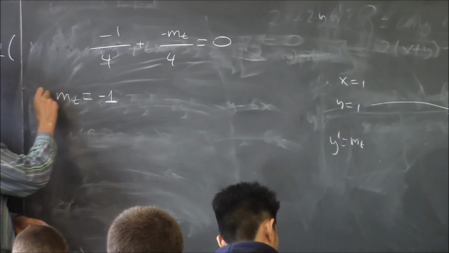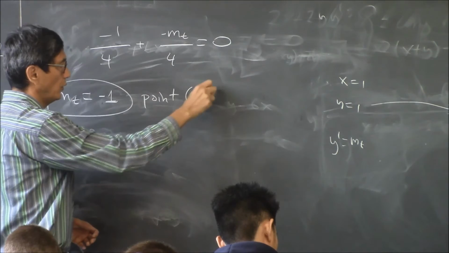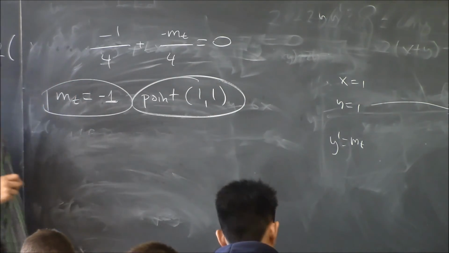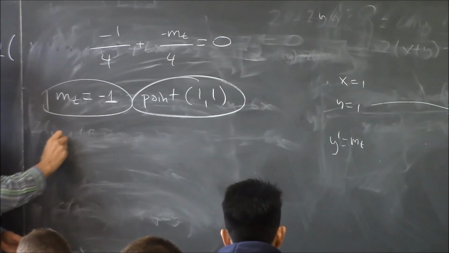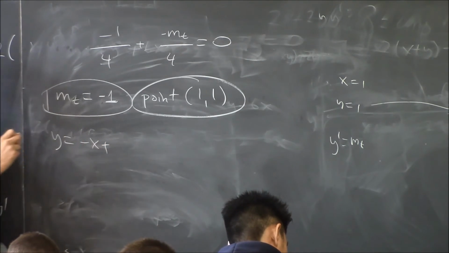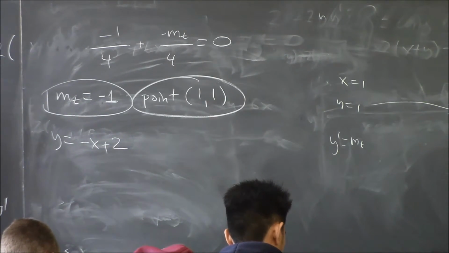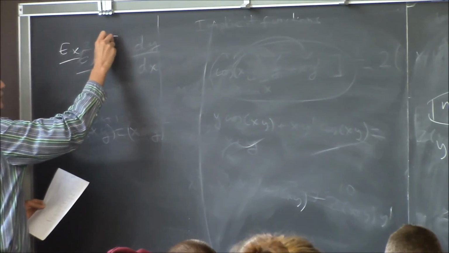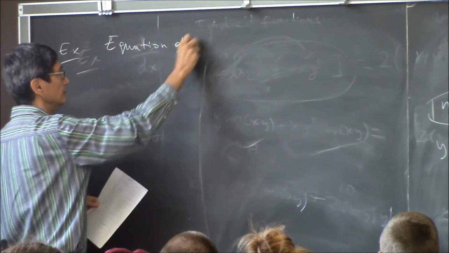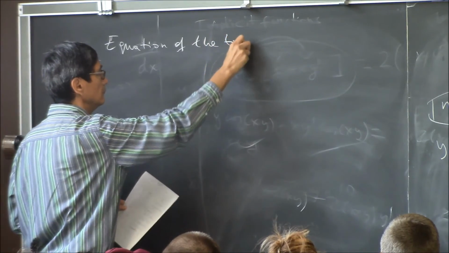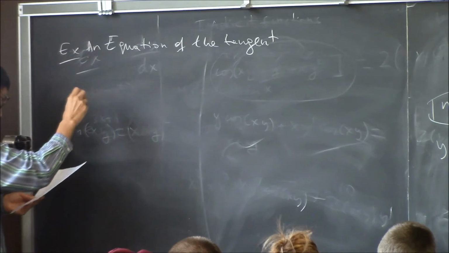Now the slope of the tangent. You recall a point (1, 1). You should be able to find the equation in slope intercept form: negative x plus something. Equation of the tangent.